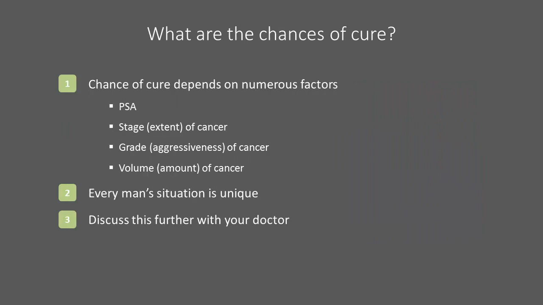Informing a man of his chance of cure after radical prostatectomy is more challenging than one may think, as it depends on a number of different factors, including your PSA value and the final report of the specimen removed at surgery, describing the stage, grade, and volume of cancer. Every man's situation is unique, and generalizations are difficult to make. Discuss the specifics of your personal situation with your doctor. Many resources are available to provide you with statistical information about the chance of cure in a variety of situations.